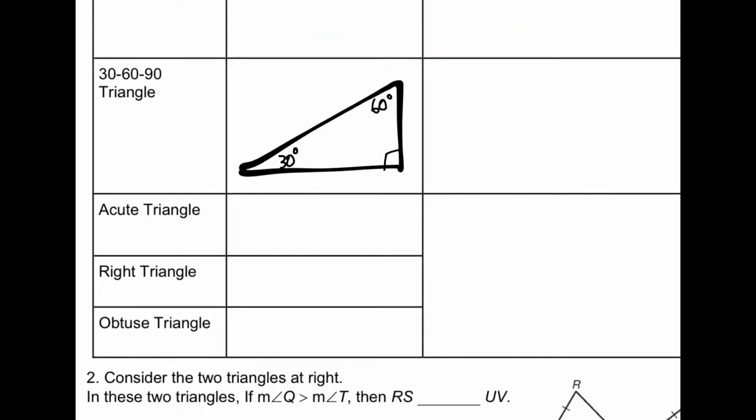A 30-60-90 triangle is another special type of right triangle. And if we go across from the hypotenuse, 2x. If we go across from the 30 degrees, that is x. And if we go across from 60 degrees, we get x root 3. This ratio between those side lengths is always true.